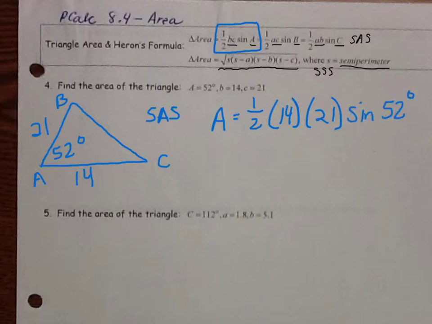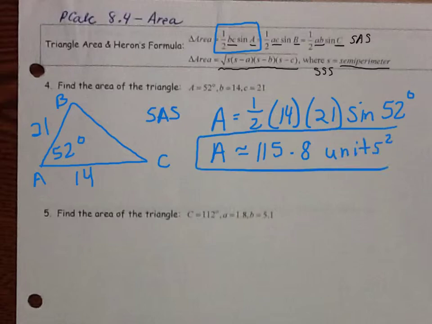Check your mode, make sure you're in degrees, and if you punch that all in one step, we should get the area to be 115.8. They don't give us a unit, so we can say units squared. Again, it's all in one step. But it is important to notice you do have to have a side angle side case to use this shortcut. And again, I'll show you in class how to get around it if you want to see the long way too.